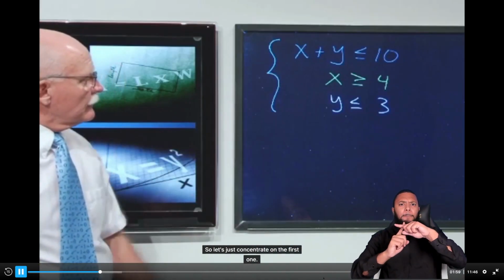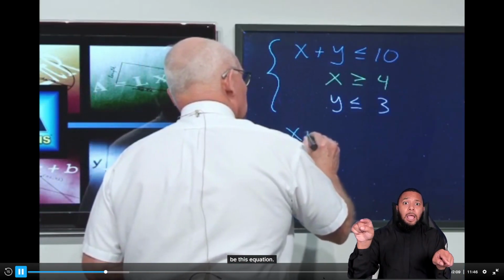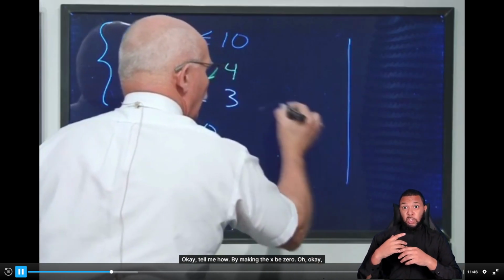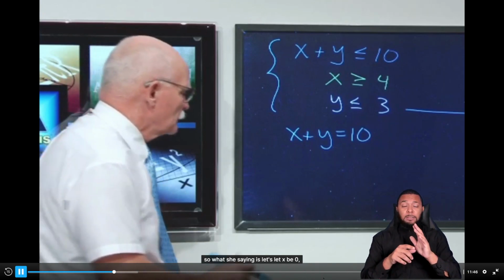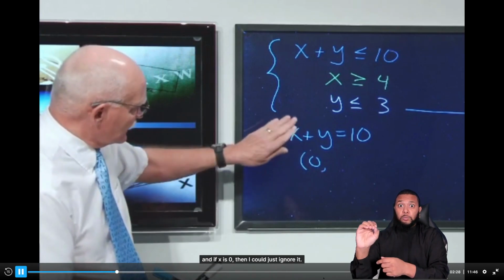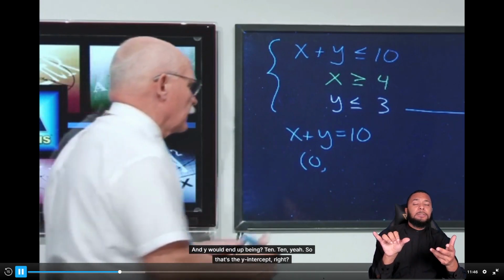So let's just concentrate on the first one. Its boundary would be a line, okay? And that line would be this equation. Okay, tell me how to graph that, Becca. You could use the point slope formula. Okay, tell me how. By making the x 0. Oh, okay. So what she's saying is, let's let x be 0. And if x is 0, then I could just ignore it. And y would end up being? 10. 10, yeah.